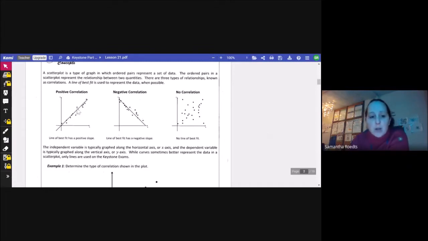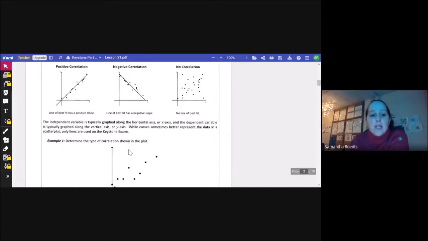So you have positive correlations, so these are trending upwards. Negative correlations trend downwards, and then no correlation, they've got so many different points and they're all kind of over. There's really no line of best fit. The independent variable is typically graphed along the horizontal axis or x-axis, and the dependent variable is typically graphed along the vertical axis or the y-axis. While curves sometimes better represent the data in a scatter plot, only lines are used on keystones.